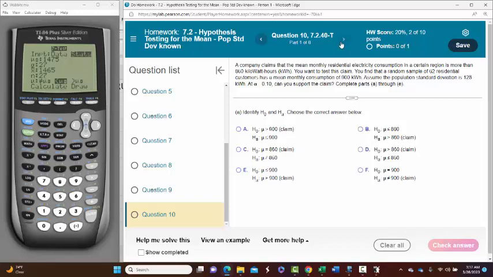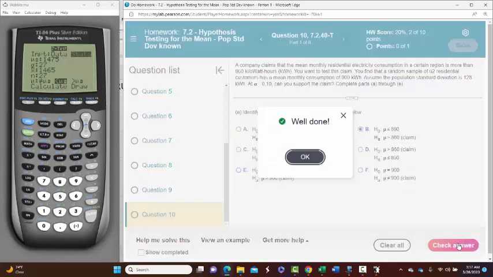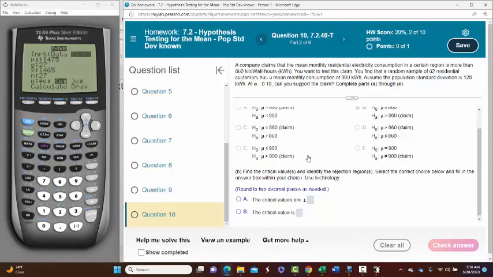The company claims electricity consumption is more than 860 kilowatt hours. Okay, more than, it's greater than. Oh, this was even highlighting what the claim is. Okay, that's interesting. I like that. But it's clearly this one. It's probably doing a critical value method this time. That's quite all right.